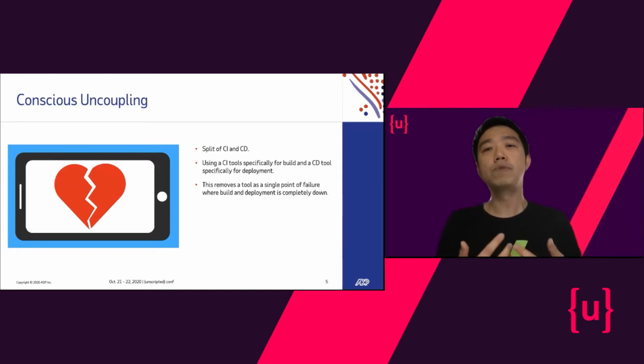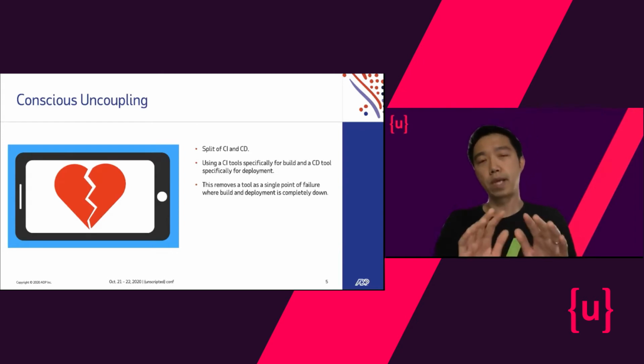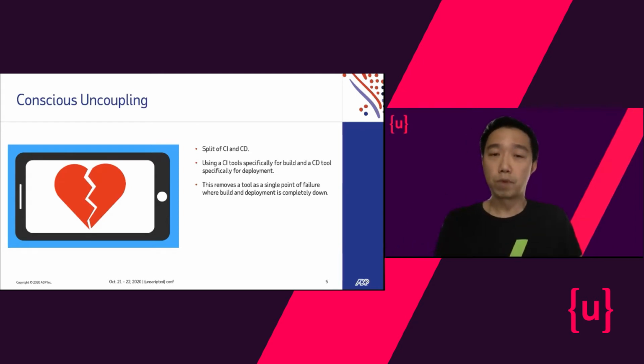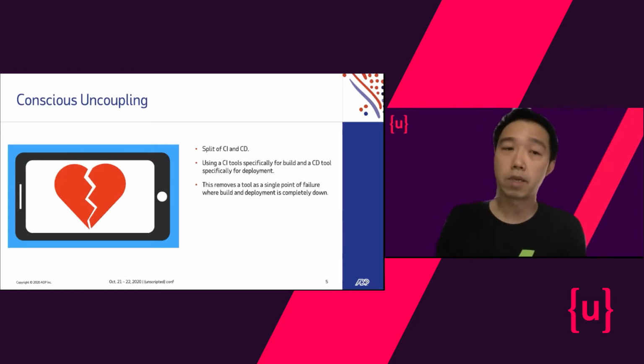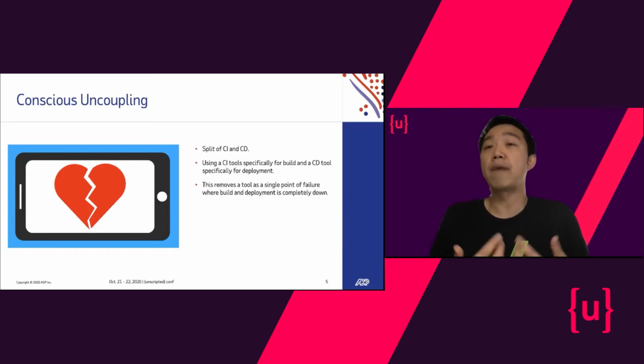This also removes the single point of failure, where if there are any issues with that tool, build and deployment are completely down. Now, obviously, you can say the same thing with two tools. If one tool has an issue, then that specific function is completely down, but your other isn't. I come from an operations background, so for me, high availability and redundancy is pretty key, and that's why our design usually centers around not having a single point of failure.